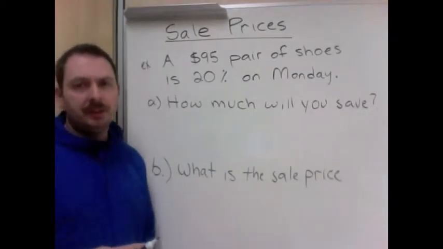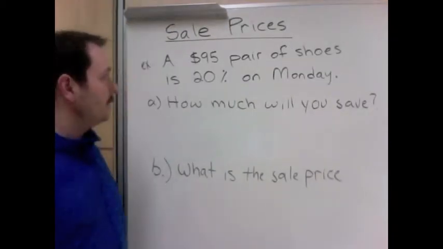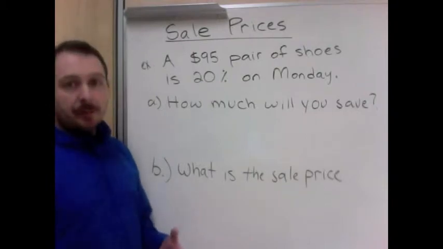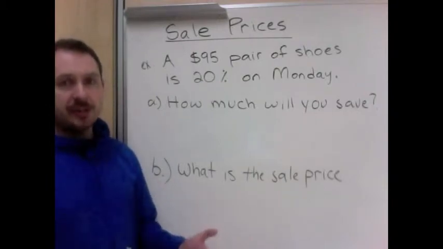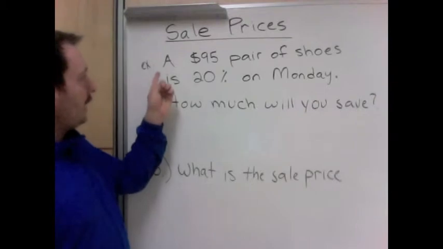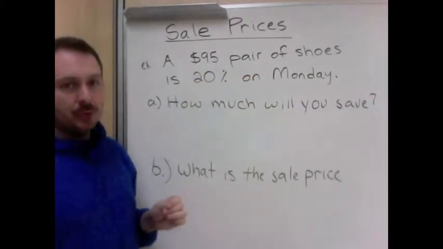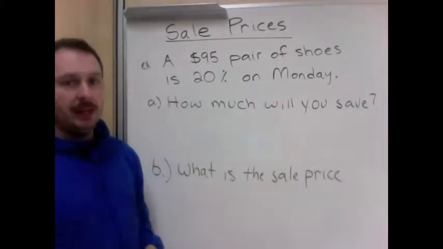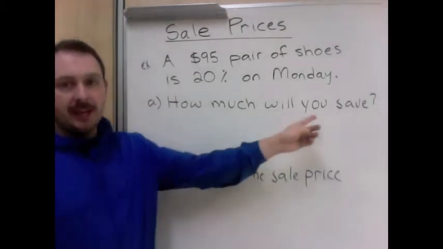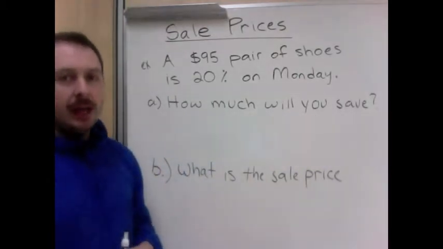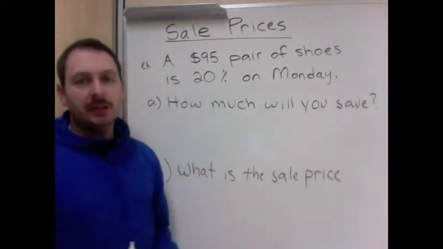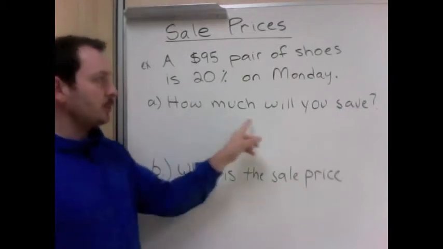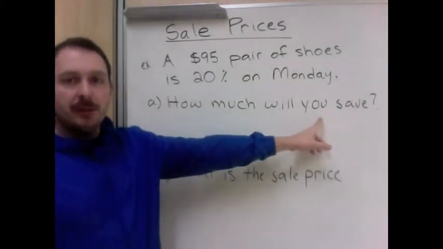So here's an example of the work you'll see in your book today. You'll start with an item and a price, and they'll want to know how much the discount is. So in this case, a $95 pair of shoes is 20% off on Monday. How much will you save? So they won't always say how much is the discount. They'll ask it in different ways. In this case, how much will you save? So how much cheaper is it?